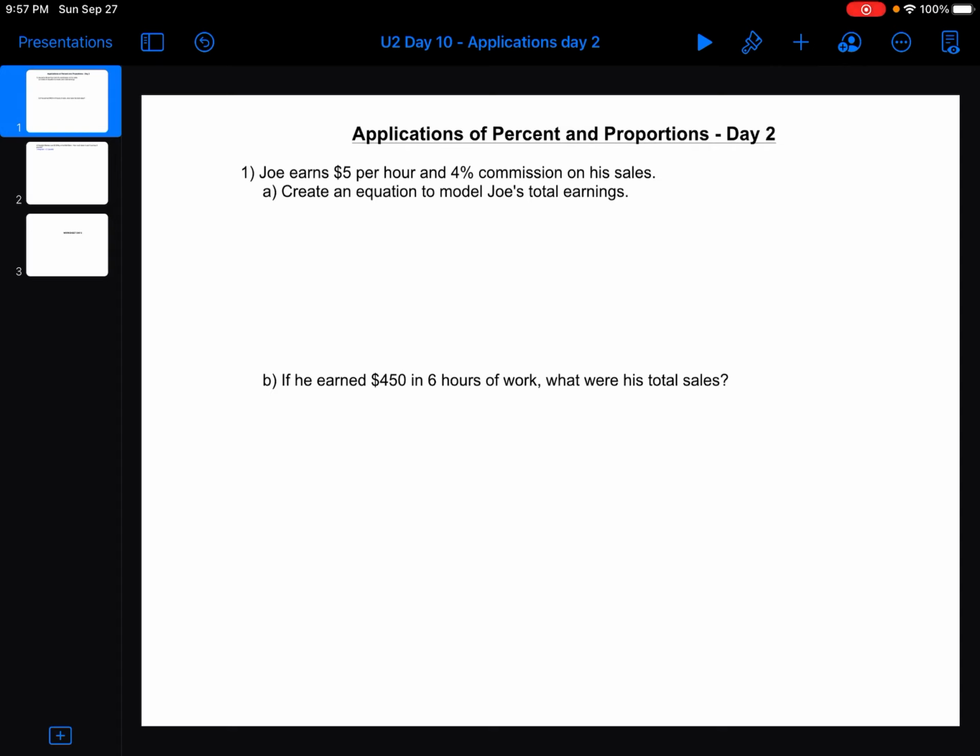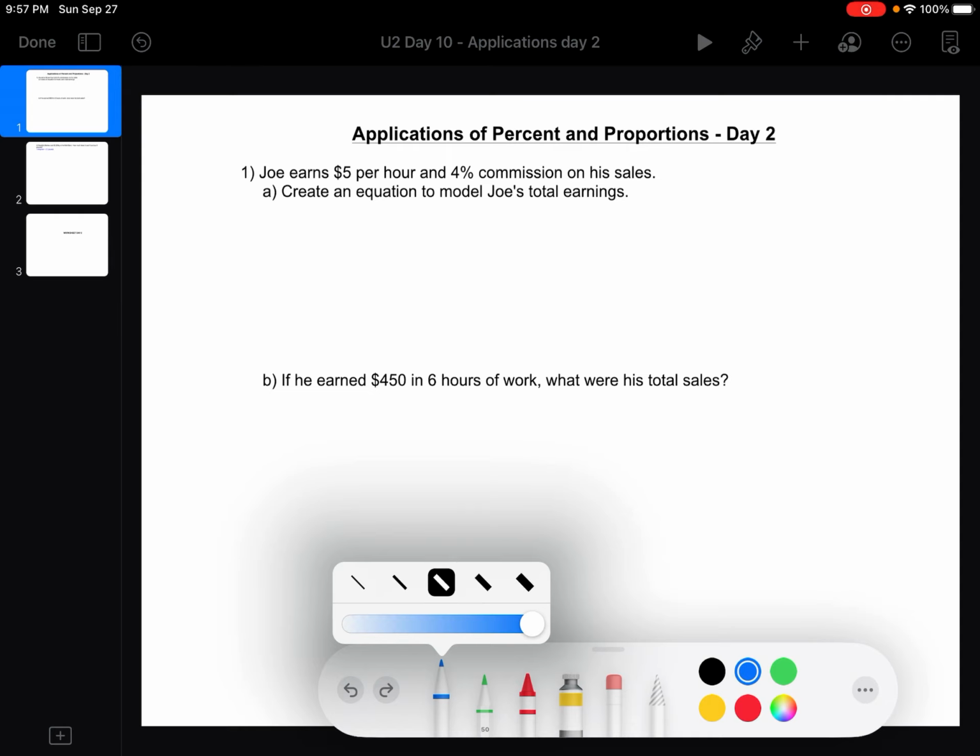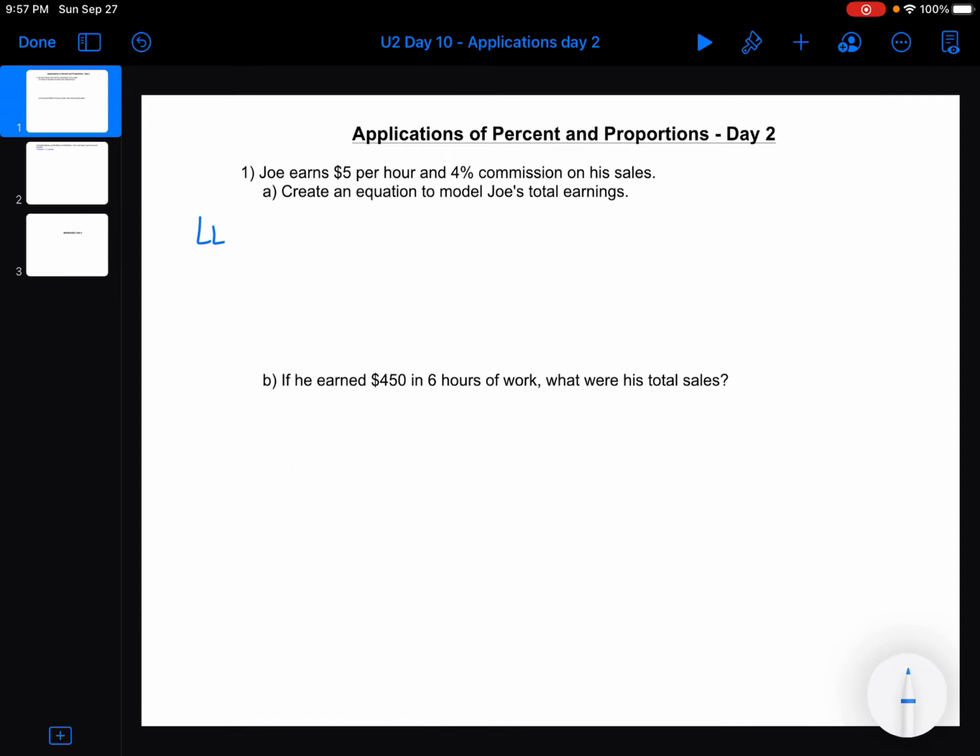So if I were to write some let statements here, I'm going to make my marker a little smaller. That's good. So let earnings be E, hours be H, and sales be S. No, let's call it X.